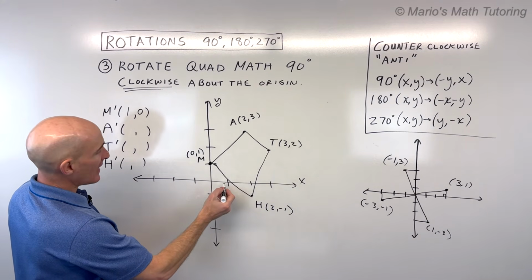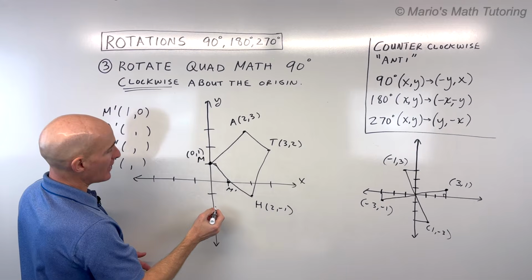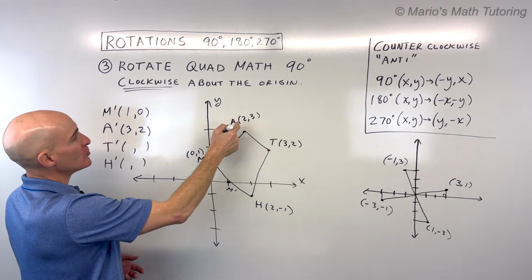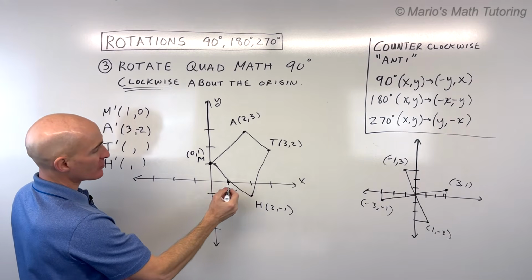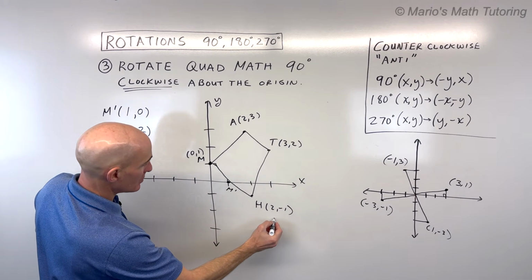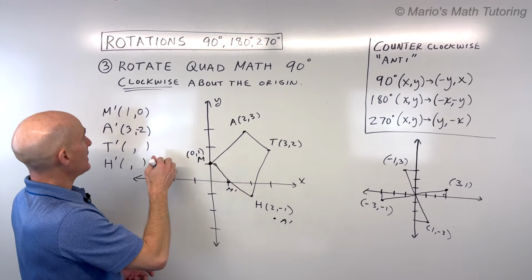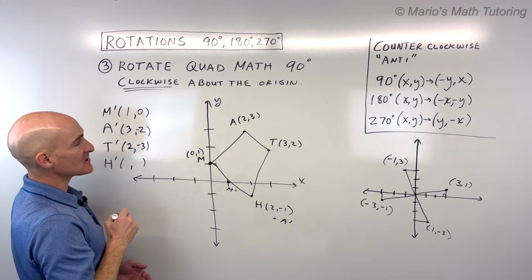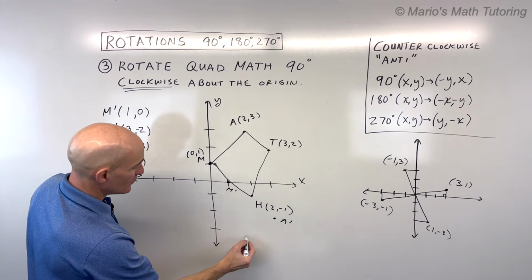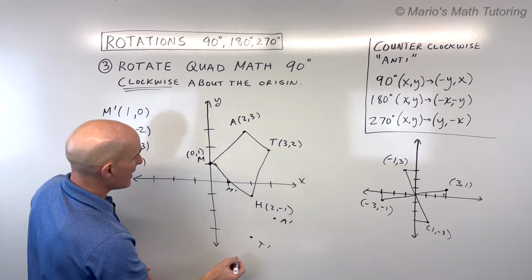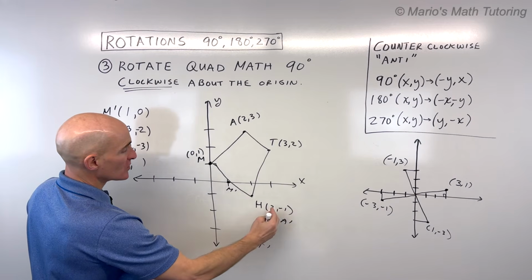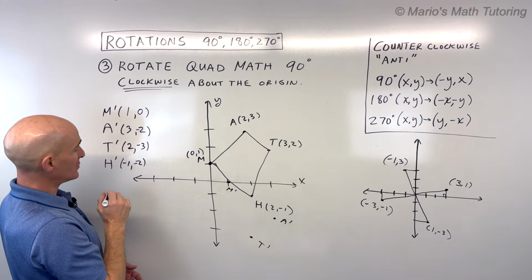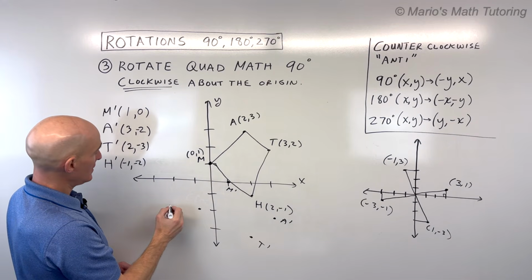So let's go ahead and plot that. So that's going to be right here, M prime. Okay, for A prime now, we're going to switch the x and the y. We're going to make the new y coordinate the opposite. Okay, so 3, -2 would put us right about here. Okay, A prime. For T now, 3, 2, we're going to switch them, make the new y the opposite. So that's going to be 2, -3. It's going to put us right about here. That's T prime. And then for H, we're going to switch the x and the y, make the new y the opposite. So that's going to put us at -1, -2, H prime.